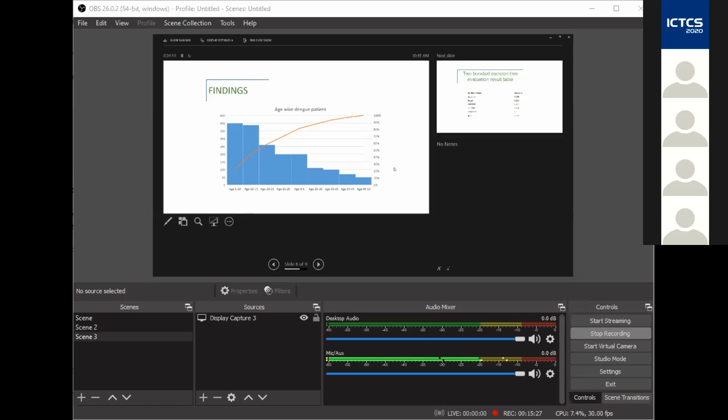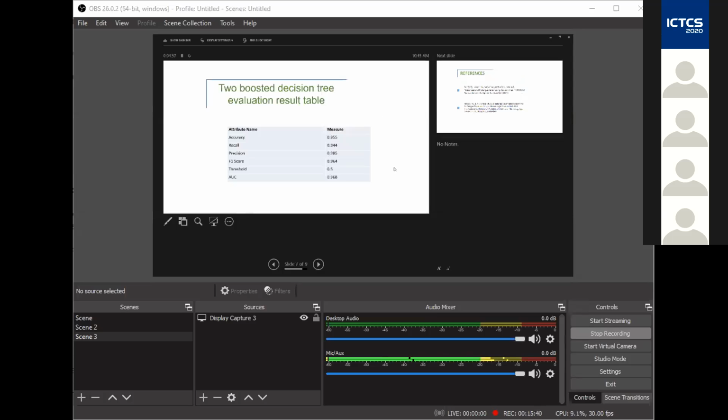And then secondly is 10 to 15 years, and whenever age is increasing, the numbers go down. That's the major finding we have found in our research papers while researching. And here are our two boosted decision tree evaluation results, like accuracy, recall, precision, and F1 score threshold as well.